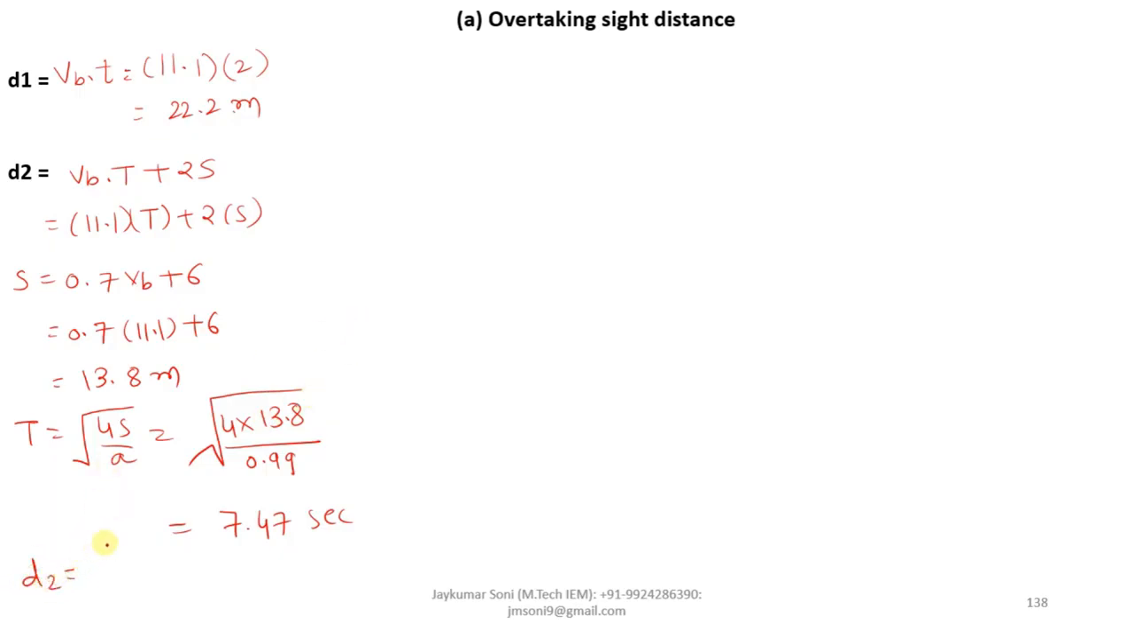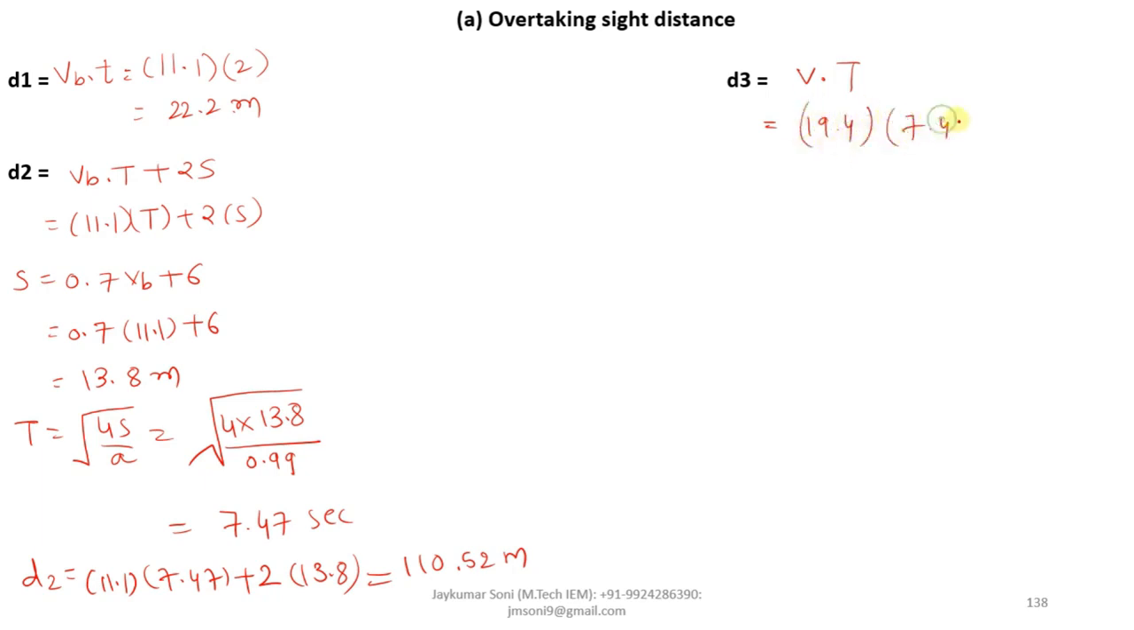If we put these values in D2, we will get D2 equals 11.1 into 7.47 plus 2 into 13.8. So it will be 110.52 meters. Then we will calculate the value of D3. The equation for D3 is small v into T. It is 19.4, the converted value in meter per second, into 7.47, which we have calculated over here. And D3 will be 144.92 meter.